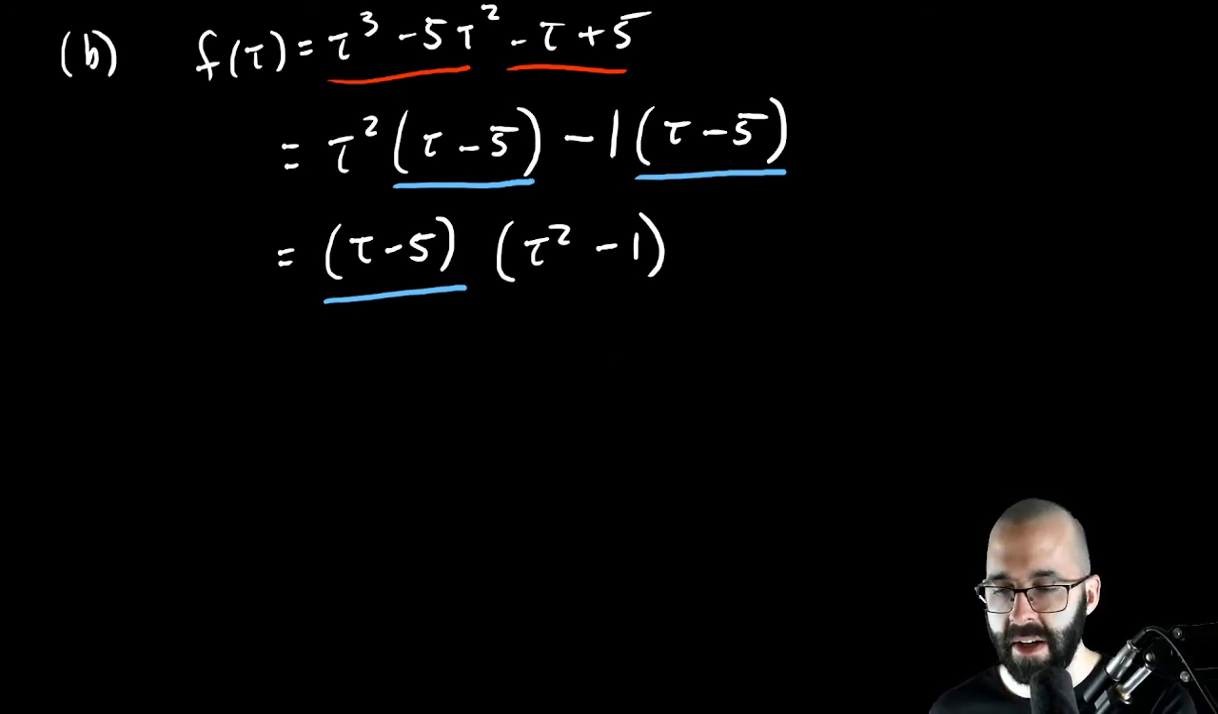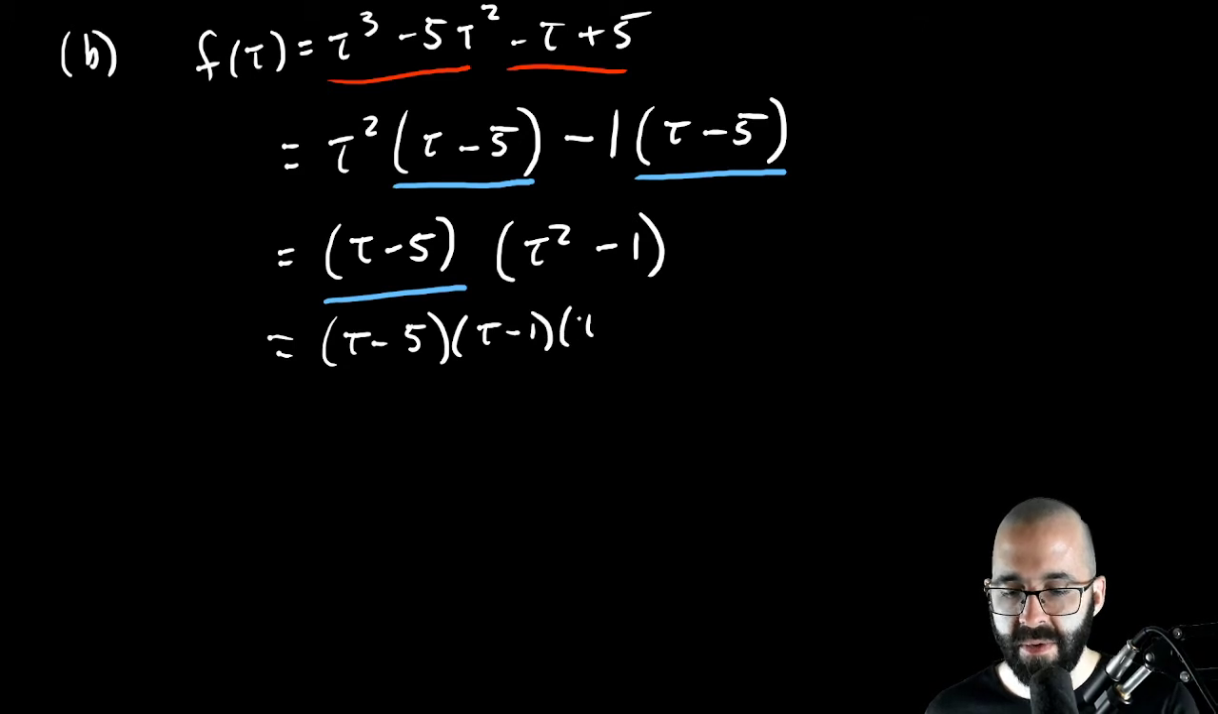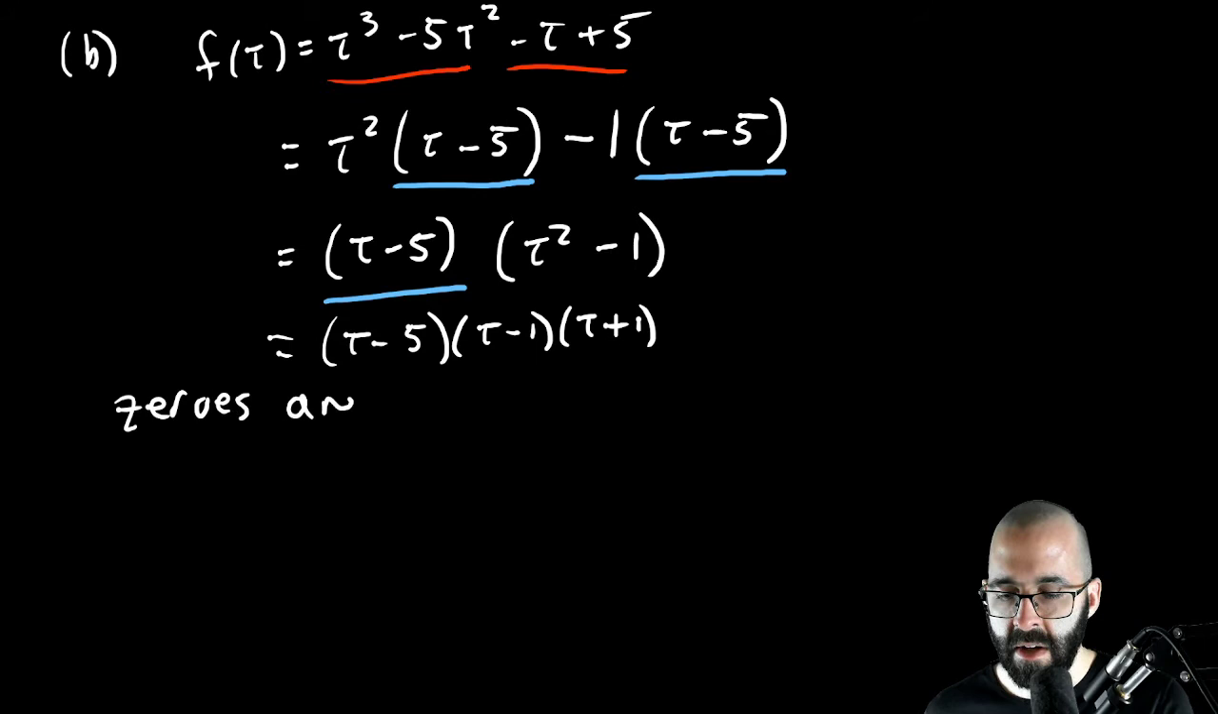All right, that's what's going on here. Last step is to do one more factoring step. Difference of squares again. Becomes t minus 1 times t plus 1. The zeros are when t is equal to 5 and plus or minus 1.